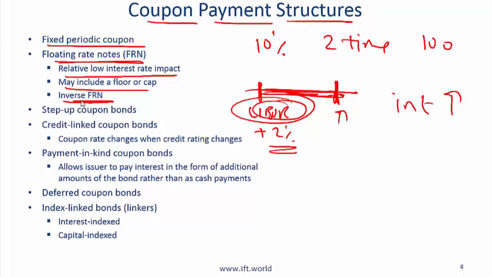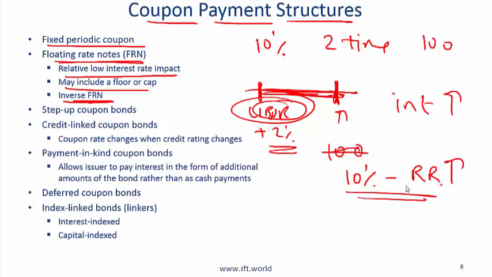An inverse floating rate note has a relationship such that when interest rates go up, then the coupon payment goes down. So if you have a structure like this, where the coupon rate is 10% minus the reference rate, then notice as the reference rate goes up, obviously 10 minus the reference rate comes down.